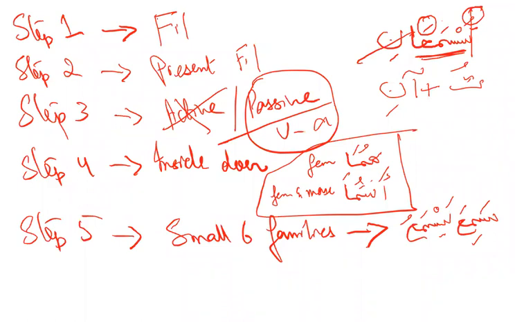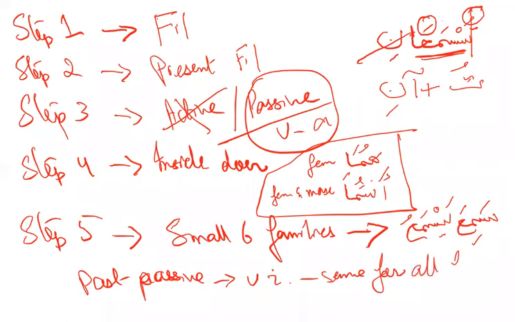Sister, this is a small family, right? Still we look for the passive oo sound? Yes, because in the past passive, the U and E combination is the same for all families. I thought it's for big only. No, it's for all families.